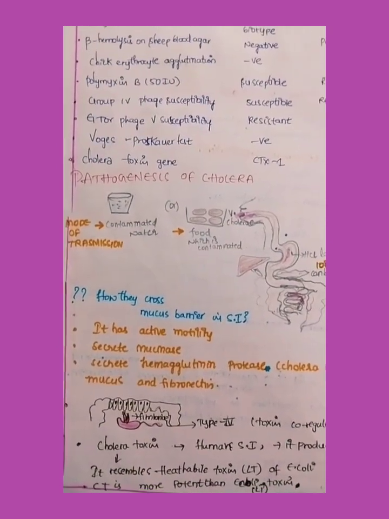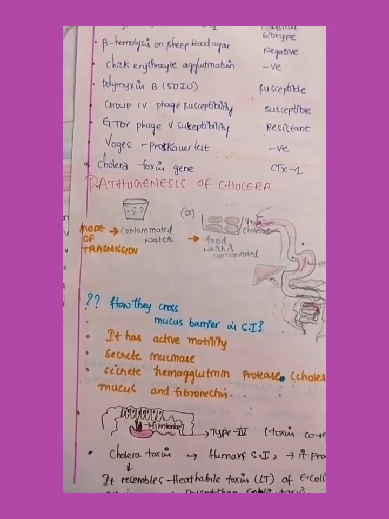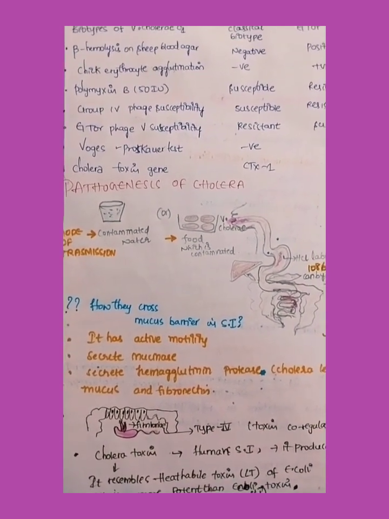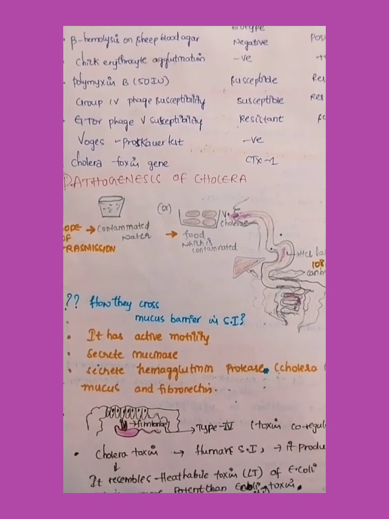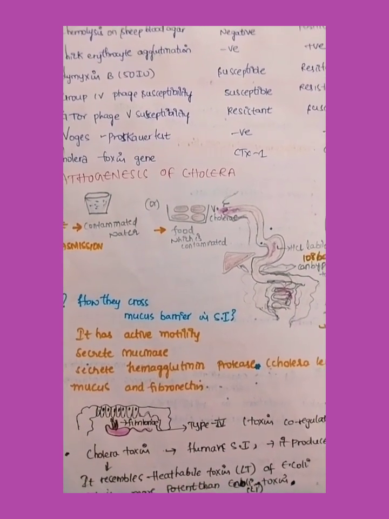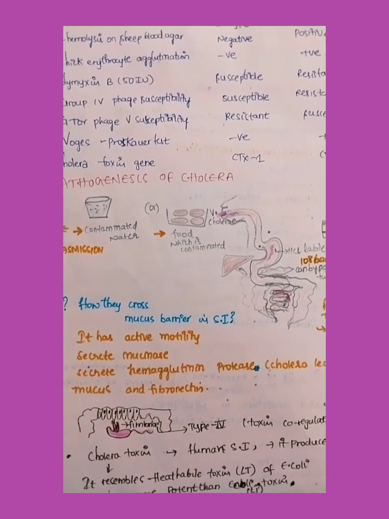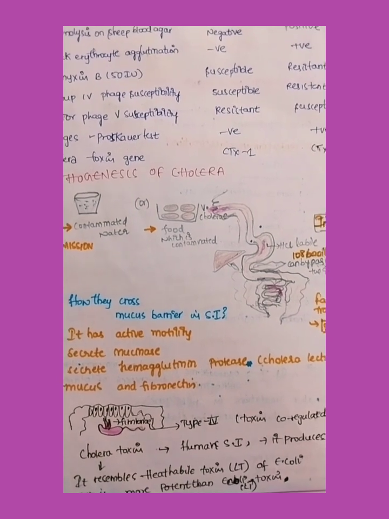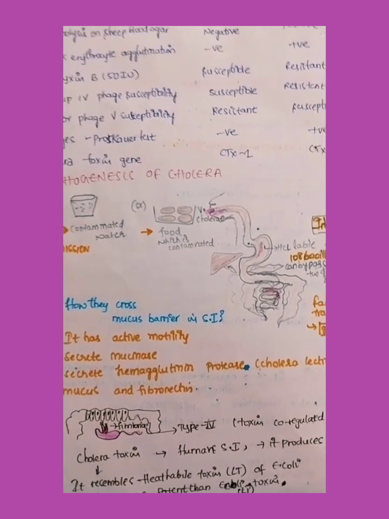Coming to the pathogenesis of cholera. The mode of transmission is through contaminated water or contaminated food. Nowadays it is most common. We are eating lots of pani puri outside where there are so many flies and so much dust. That food is contaminated with Vibrio cholerae.